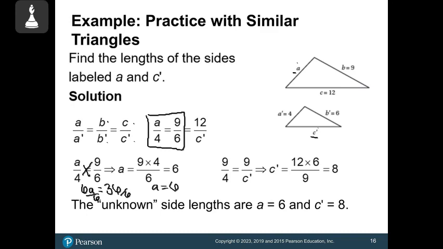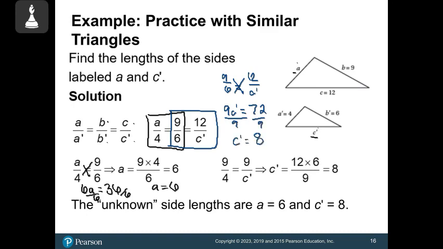For the second problem, I'm going to go back to that same 9 over 6. That's the paired relationship that I have. And now I'm going to go to the other fraction with the letter that I'm missing. So I'll use 9 over 6 equals 12 over C prime. I'm going to cross multiply. So 9 C prime equals 6 times 12, that's 72. And then if I divide by 9, C prime is equal to 8.